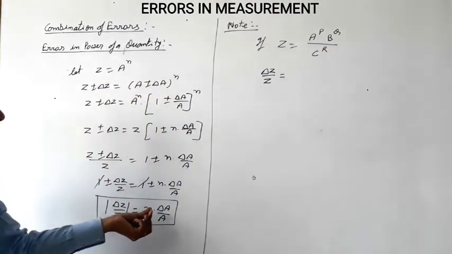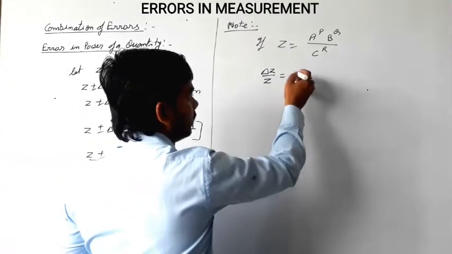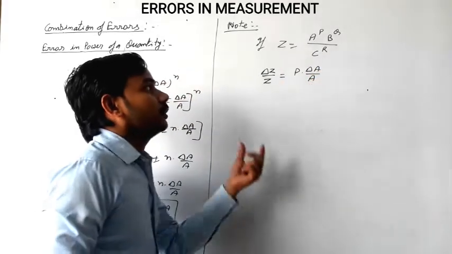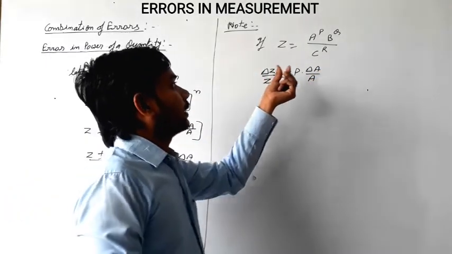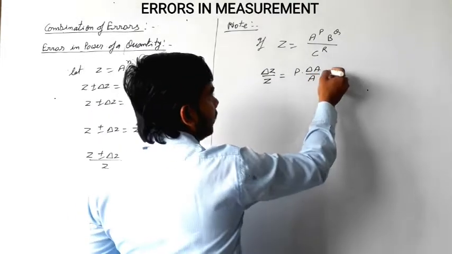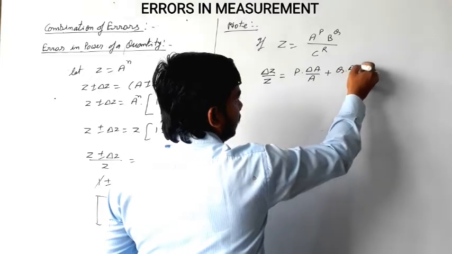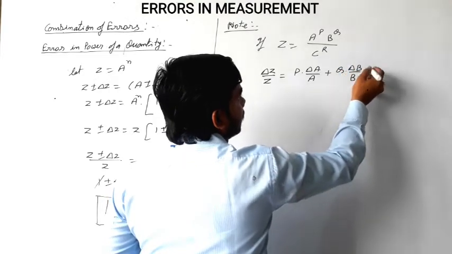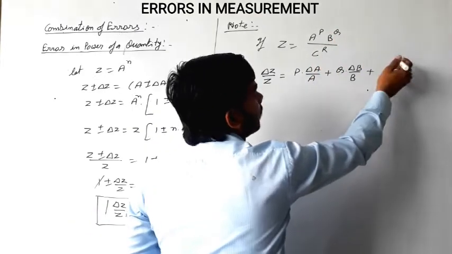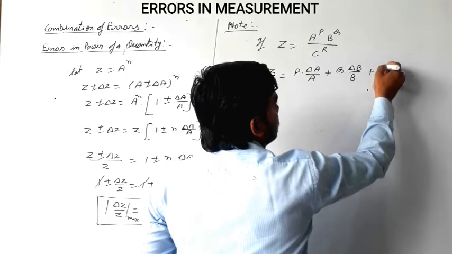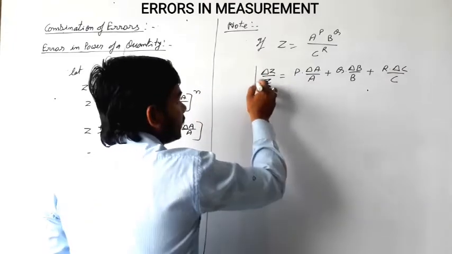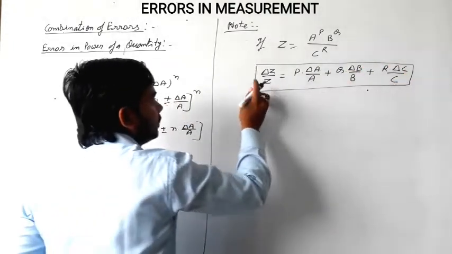Then Δz/z equals: for a^p, the value is p Δa/a, and on applying the product rule for a and b, that will be Δa/a + Δb/b. So this will be plus q Δb/b, plus we apply the division rule, so this is r Δc/c. So in the general condition we will apply this formula.